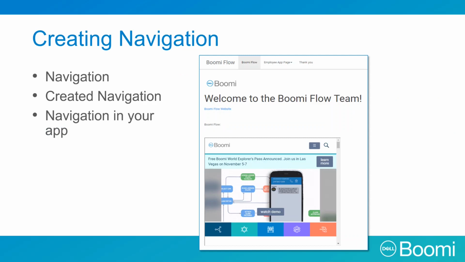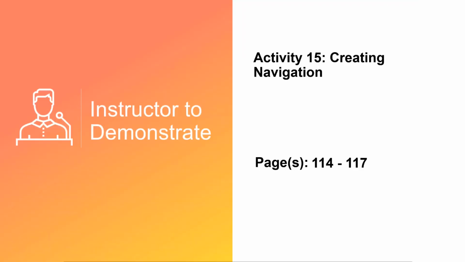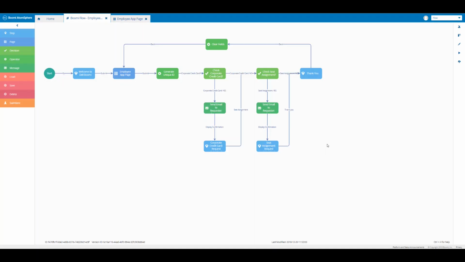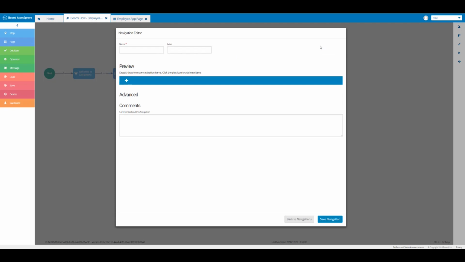This image shows how the created navigation we just looked at as a preview in Flow will be rendered within your app. In this activity, I will demonstrate creating navigation for the BoomiFlow employee app. Now back on our build canvas, we're going to click on our navigation icon here in the right hand corner, and then I'm going to click on new navigation. And then in the name and label text boxes, I'm going to put BoomiFlow. So this label will appear as a header essentially for our navigation in our app.